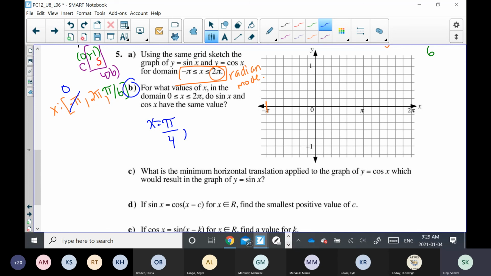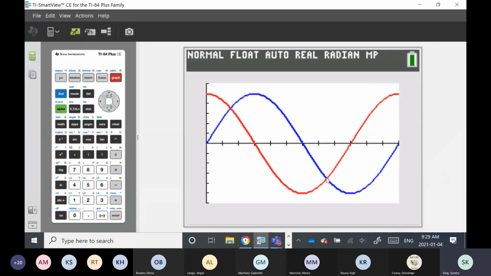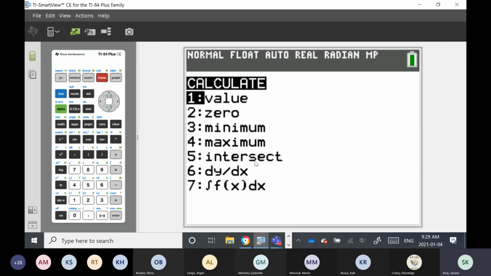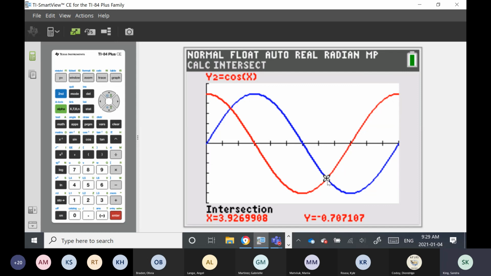To see if you understand that, try that on the next graph. So this piece down here, second function, calculate. You're looking for an intersect, which is number 5. Get close to this intersect and hit enter 3 times. Enter, enter, enter. And that intersect is 3.926 radians. But what is that in exact terms of pi? Like, yes, this is your answer. You could absolutely write that down if I didn't specify how I wanted the answer. But what is that guy in pi radians?